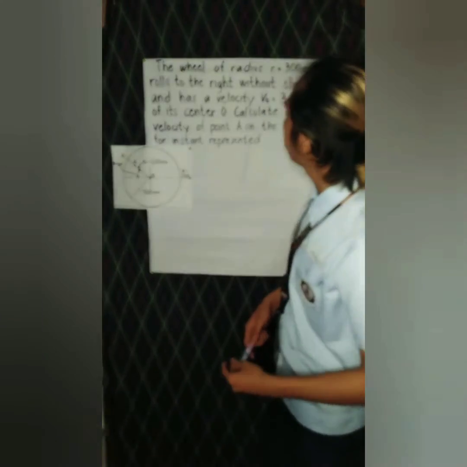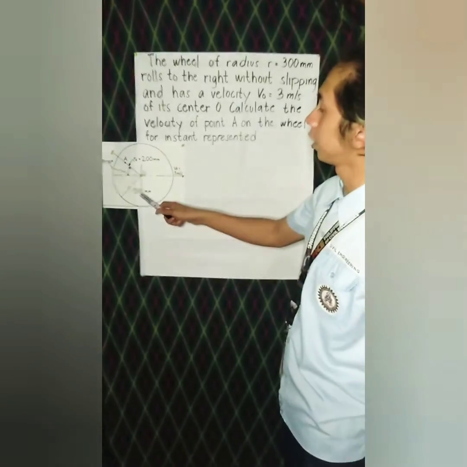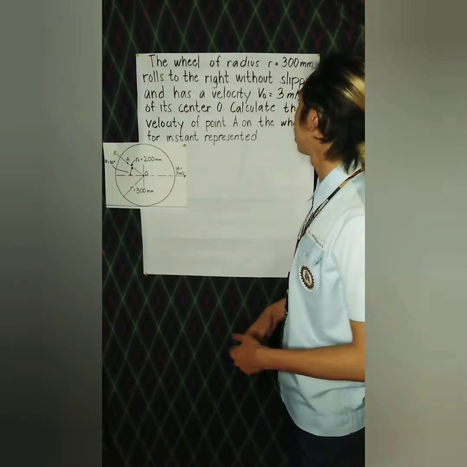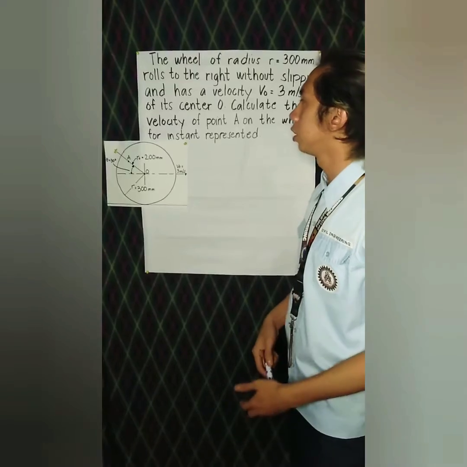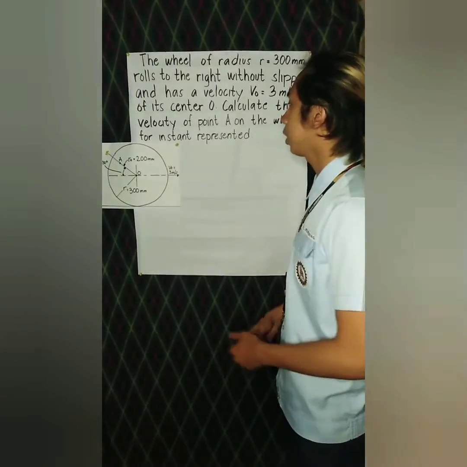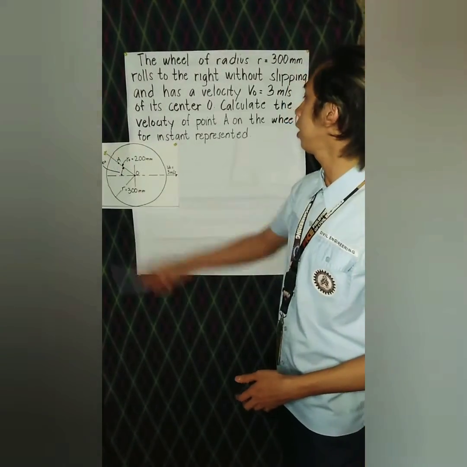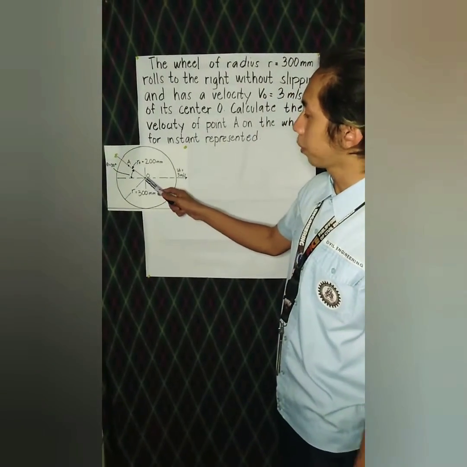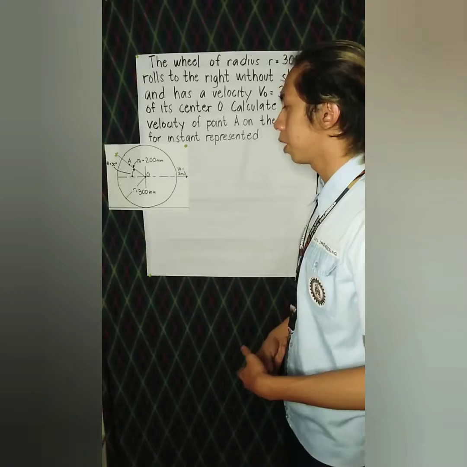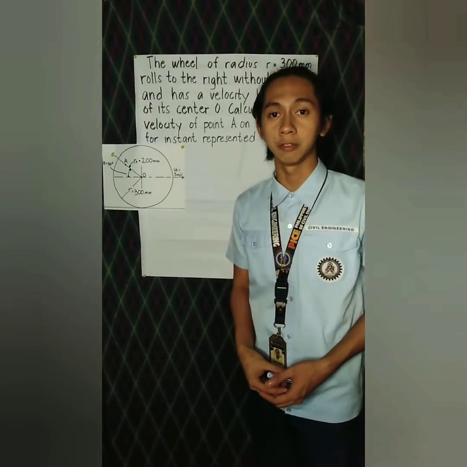We are going to talk about relative motion of velocity. Sample problem. The wheel of radius r equals 300 mm rolls to the right without slipping and has a velocity of 3 meters per second at its center O. Calculate the velocity of point A on the wheel for the instant represented. Center O is the reference point of the relative velocity equation since its motion is given.